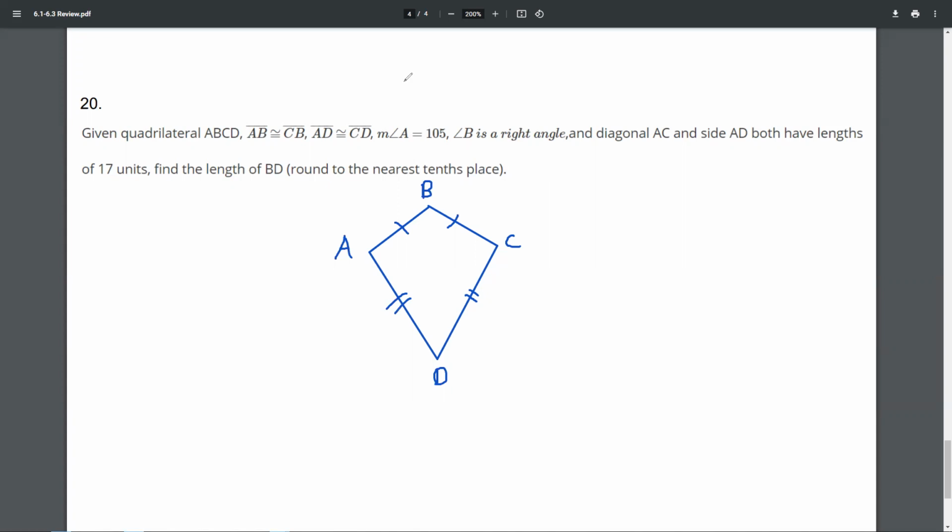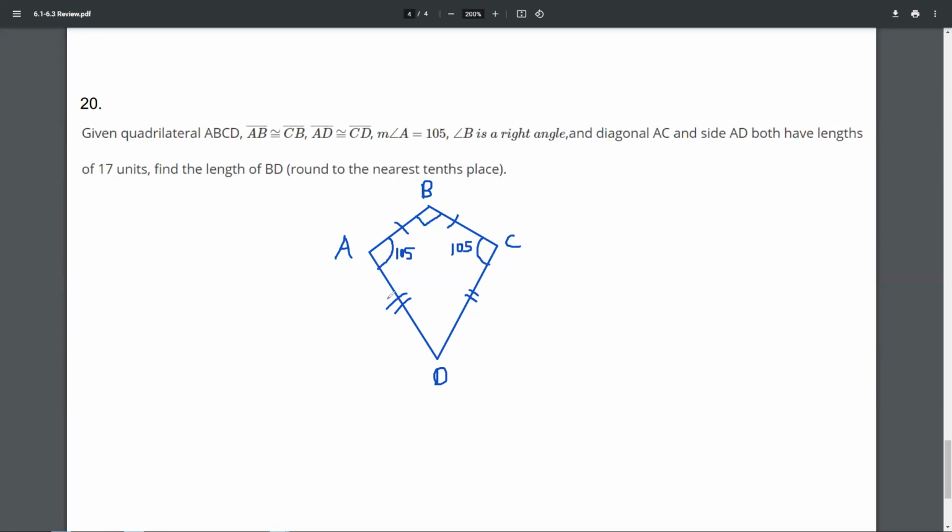Okay. It's telling us angle A is 105. So I'm going to leave that out. Well, I can put it in here. So this is going to have to be 105. And it's telling us angle B is a right angle. Okay. Since this is a kite, we have 1 pair of opposite angles that are congruent. So that means this one is also going to have to be 105.